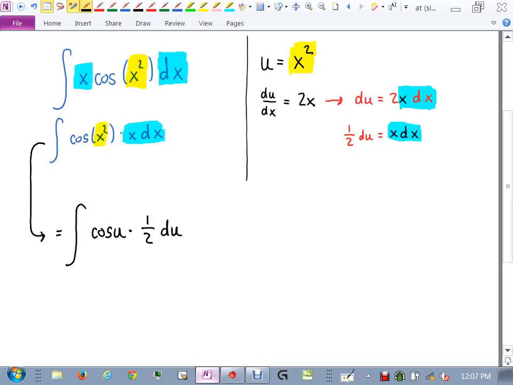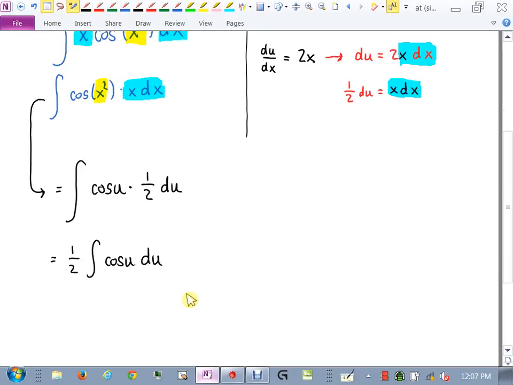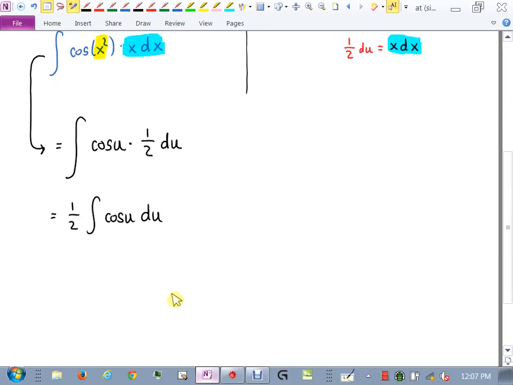And now the 1/2, because it's a constant, can come out, right? Integral, just like with derivatives, constants can come out. We can bring that constant out. When you take a derivative, won't that constant just come along the whole time? So when you do the antiderivative, it comes along with you also. So I'm just going to pull that 1/2 out.